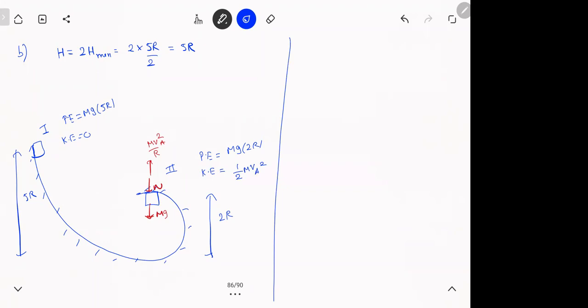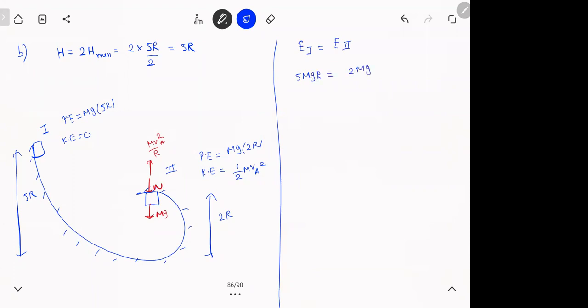If you see, everything is a systematic process. This step, this step, this step you have to do, and this will come only when you do practice. Just by listening to the classes, you won't be able to be confident solving these problems. Energy in state 1 is equal to energy in state 2. That is 5mgr is equal to 2mgr plus half mva square. So this would be 3mgr is equal to half mva square. You get va will be root 6gr.